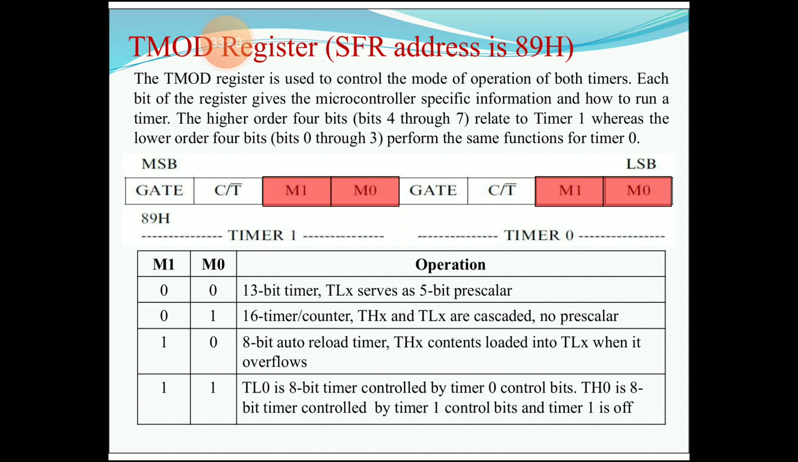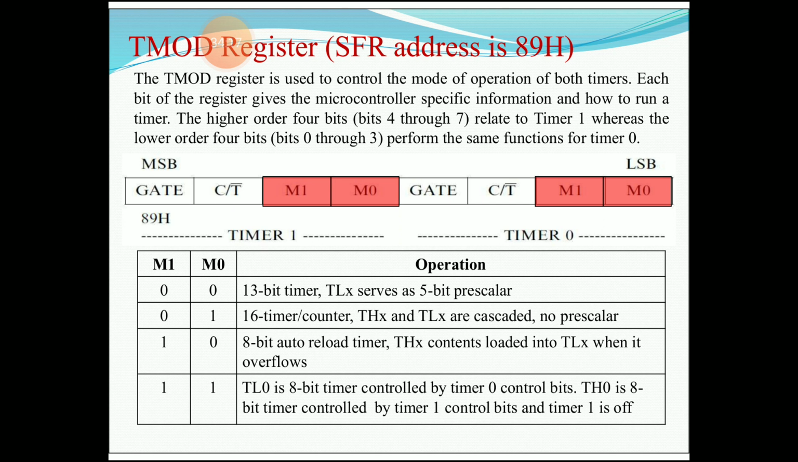From the 8-bit register, only the lower order 4 bits perform the timer operation for timer 0, and the upper 4 bits decide the timer operation for timer 1. Now let us see the bit format of this TMOD register. M1 and M0 are in the lower 4 bits and upper 4 bits. These two bits decide the mode of operation of the timer. So based upon the 2 bits, timer 0 or timer 1 is operated in different modes: mode 0, mode 1, mode 2, and mode 3.